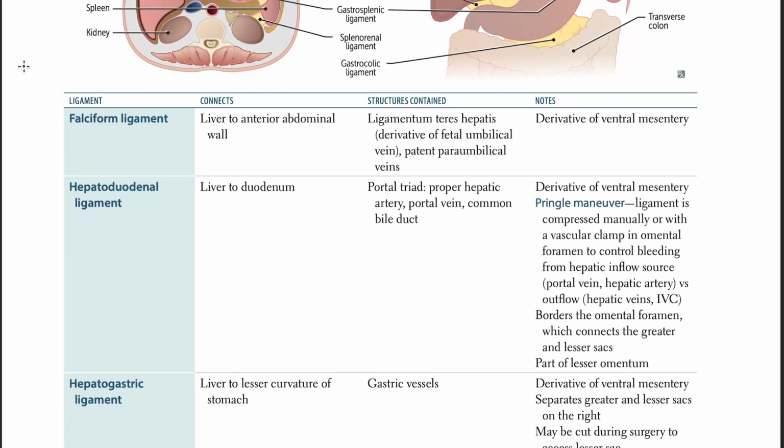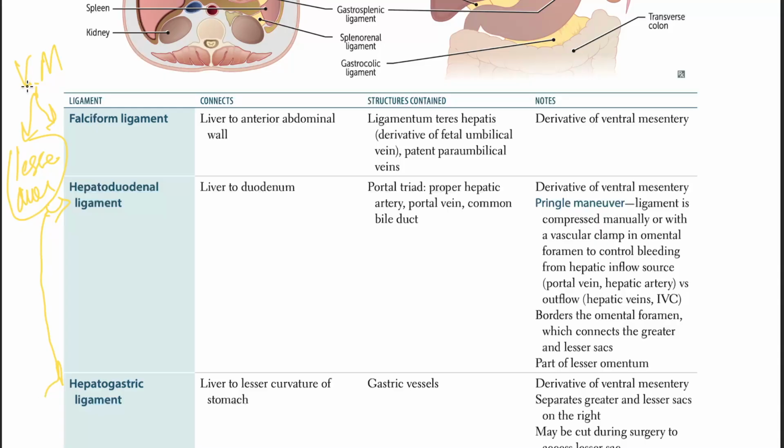So you have the ventral mesentery. That is going to give you two things. One thing is the falciform ligament. The second thing is your lesser omentum. That lesser omentum has two ligaments, hepatoduodenal ligament and hepatogastric ligament.